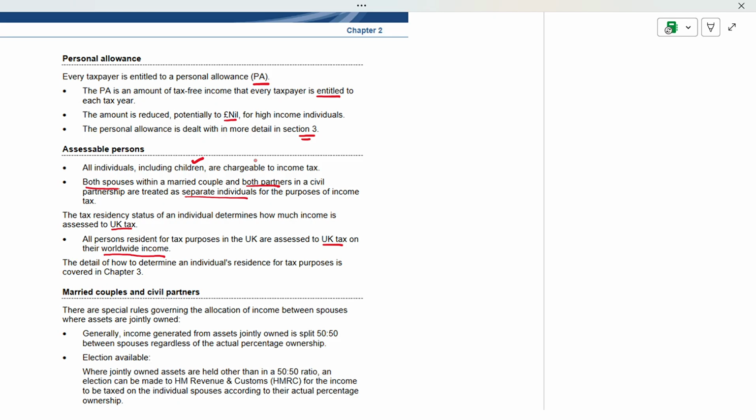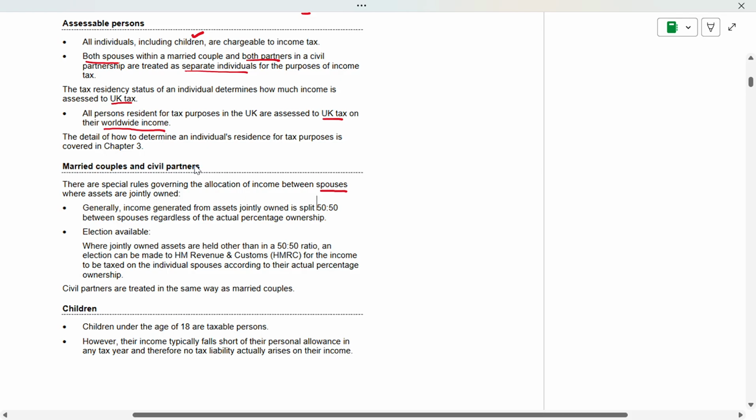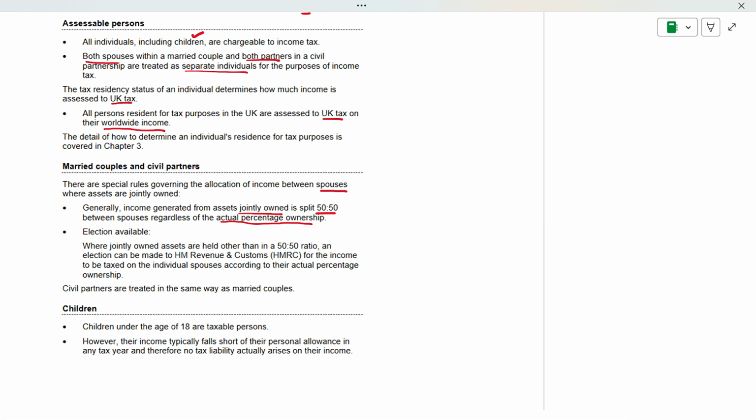There are special rules governing the allocation between spouses. Is it? You can transfer something, you can take the benefit, you can give the relief. Some rules are there. Generally, income generated from assets jointly owned is split 50-50. Means you have a joint property in both the names. Then whatever income you get has to be divided 50-50 between spouses, regardless of the actual percentage. Don't say that I have 30%, you have 70%, I will take 30 and you have to pay the spouse. No. Even if it is 5%, you have to share it 50-50.